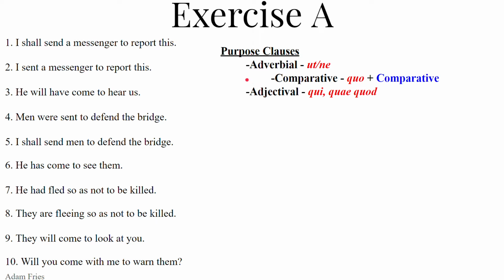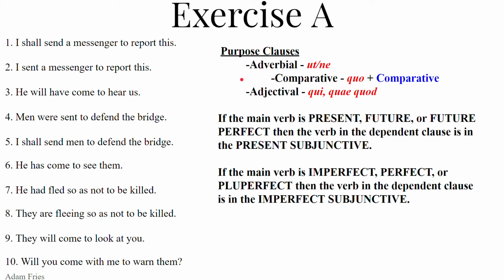Before we start, we should also review and keep in mind sequence of tenses. So primary sequence: if the main verb introducing the dependent subjunctive clause is present tense, future perfect, also present subjunctive, or imperative, then the verb in the dependent clause is in the present subjunctive. Secondary sequence: if the main verb is a past tense, imperfect, perfect, or pluperfect tense, then the verb in the dependent clause will be in the imperfect subjunctive.